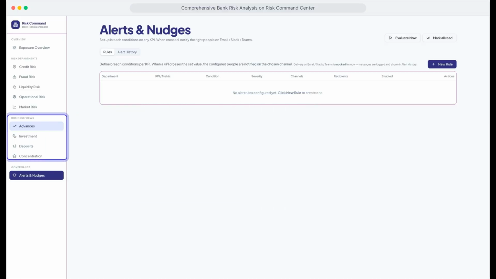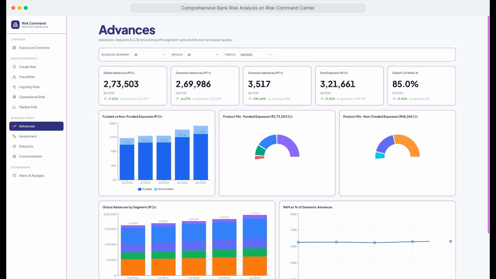Now we move to the business views section. This section can be used to extend the current executive risk dashboards into more detailed business-facing analysis across advances, investments, deposits, and concentration. The Advances view helps track lending growth across products, segments, and geographies. It allows teams to see where credit growth is coming from and whether any portfolio pockets need closer review.